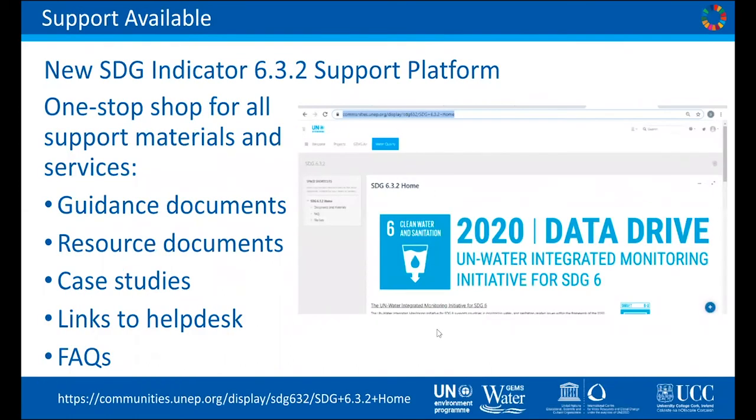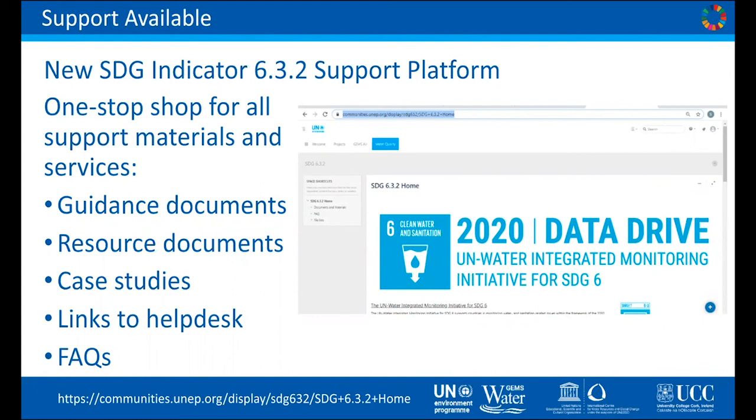There's a new SDG Indicator 6.3.2 support platform. The link to this is at the bottom of this slide. This platform contains all the support material and services, including guidance documents for monitoring program design, target values, groundwater, and level 2 monitoring. There are also documents and case studies linked to the help desk and frequently asked questions section. The resources available on this support platform will grow over the coming months, particularly in the frequently asked questions section. The number of case studies will also grow as country projects are completed and more projects come on board.